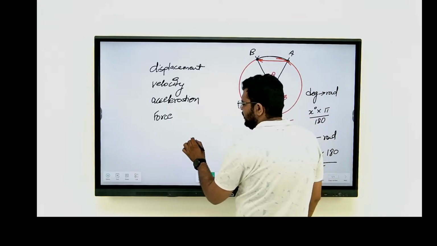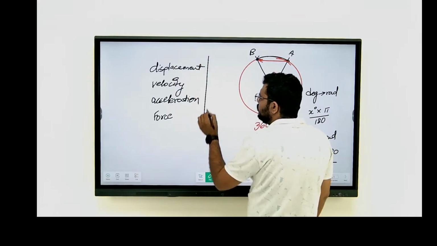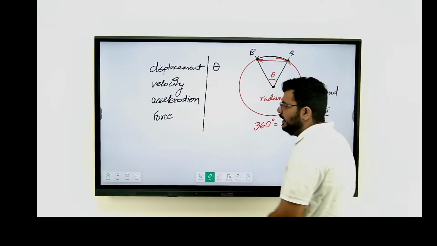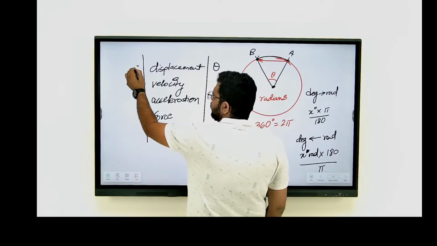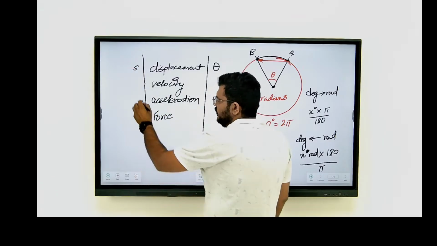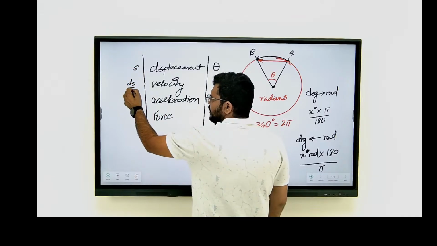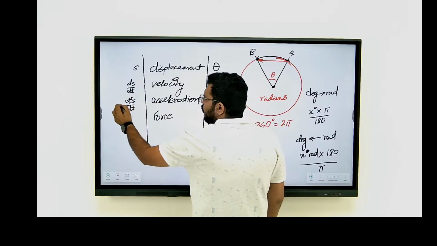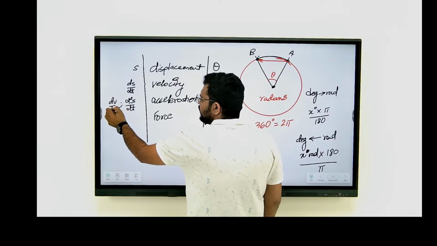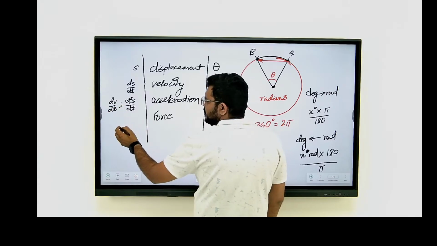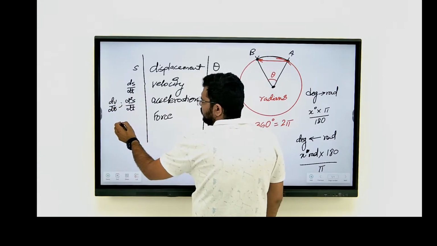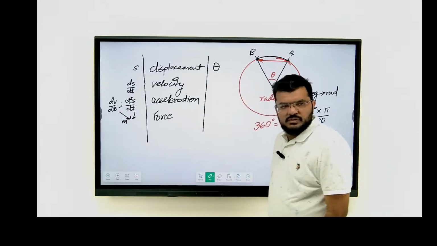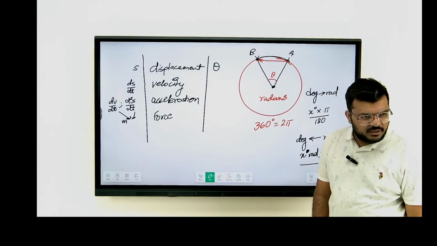So can I say for our circular motion displacement is theta, right? And for linear motion that displacement was denoted by s. We know that velocity is ds by dt. Acceleration was d square s by dt square or dv by dt, and force is nothing but mass into either of these two, and force is equal to m, right?